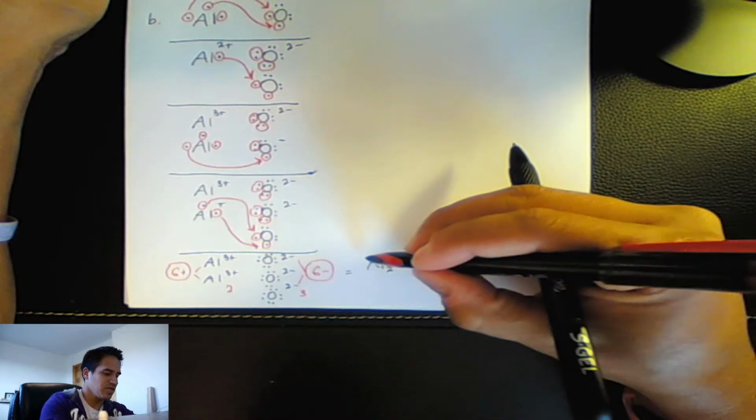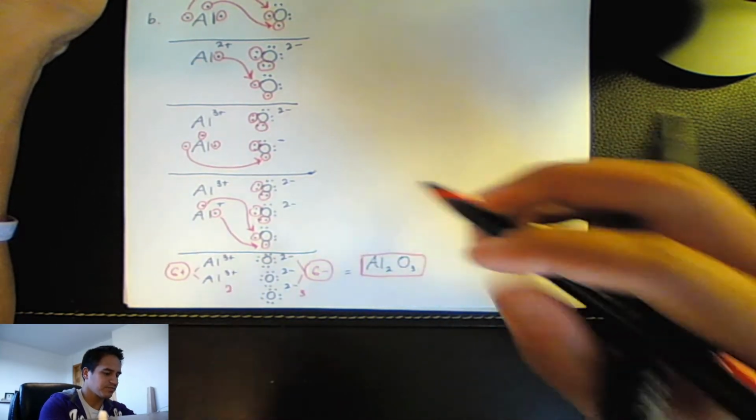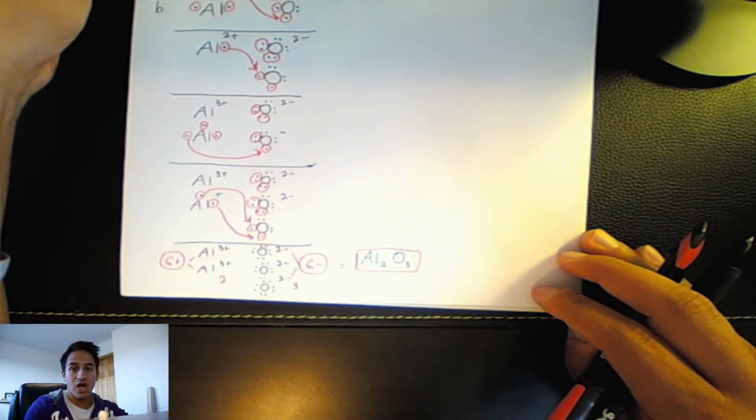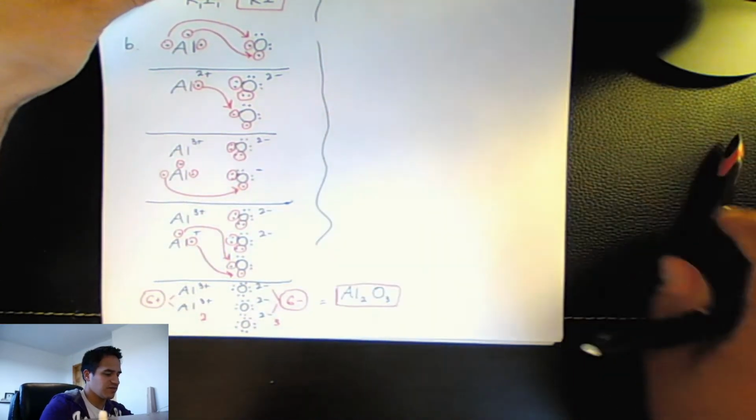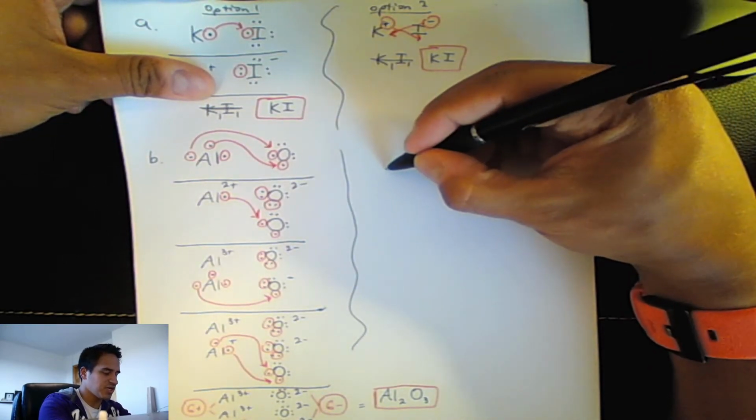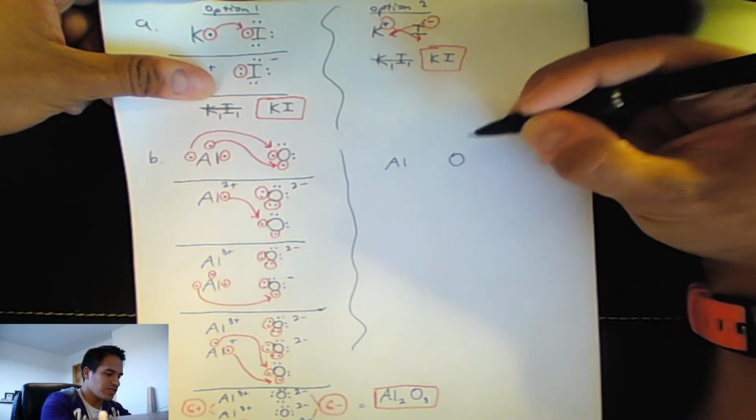Okay, 2 aluminums and 3 oxygens. Now again, that's kind of the long way of doing this. Okay, so let's look at the shorthand way of how we would do this a lot faster. So what we could do instead is we have aluminum and oxygen.